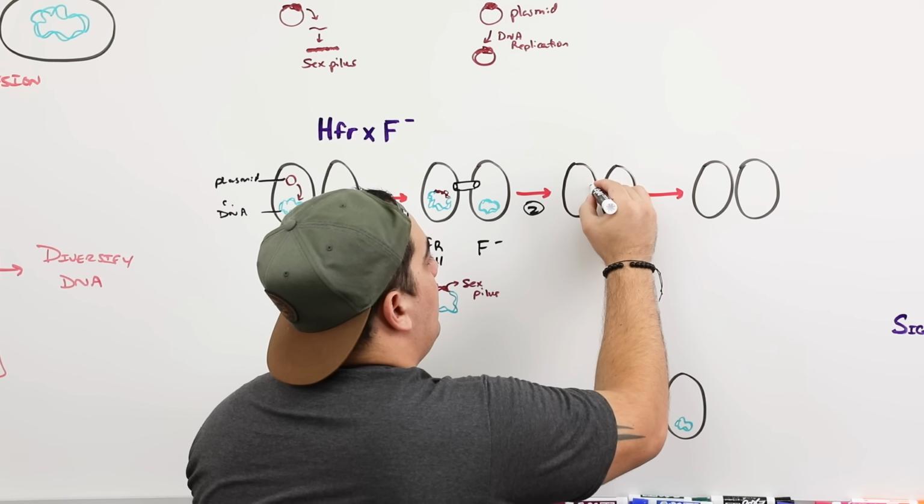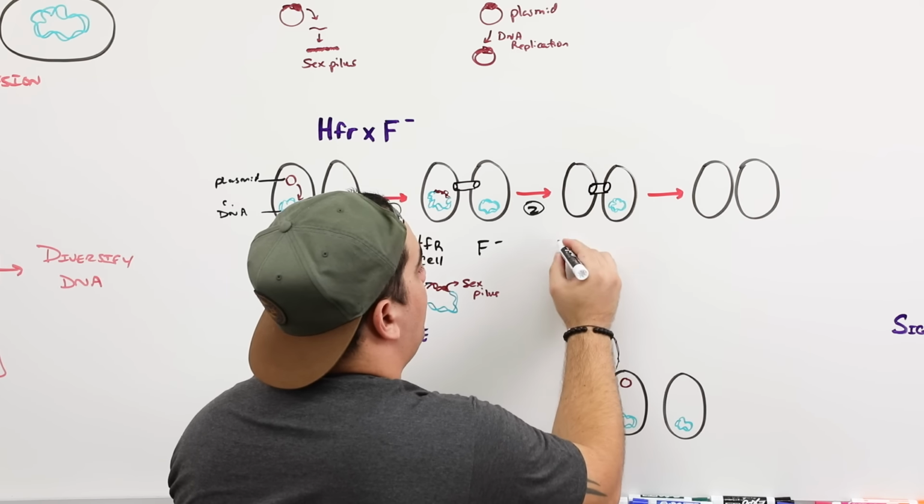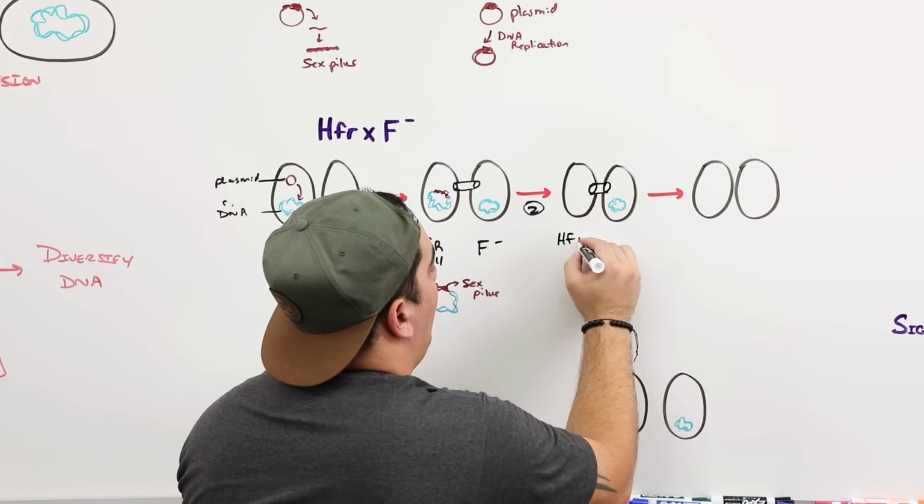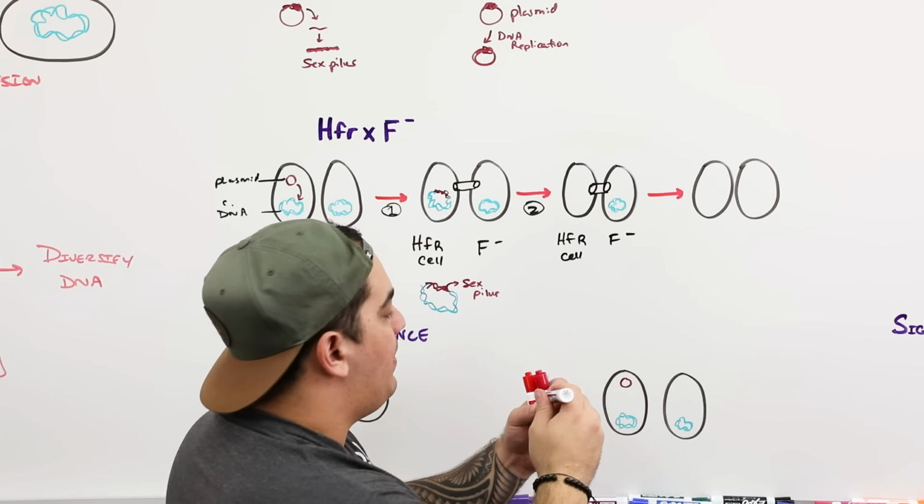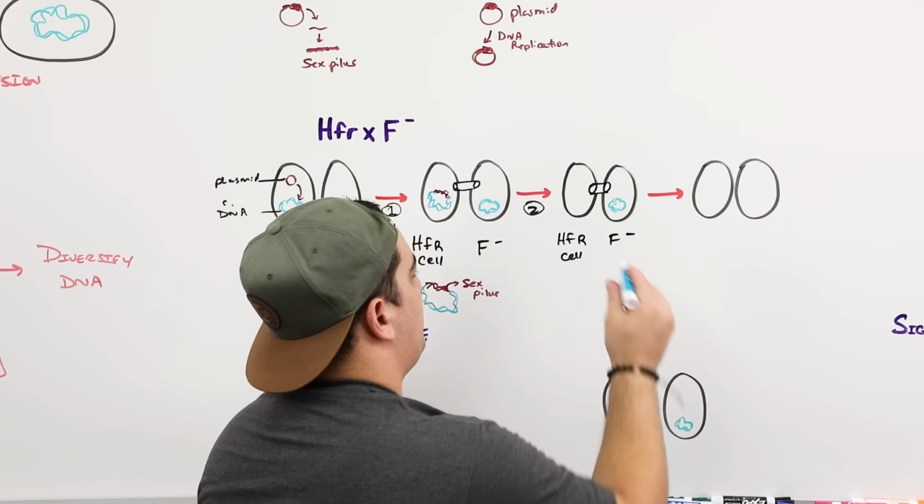Now we have this sex pilus connecting between the high frequency recombination cell and the F- cell. Then what happens is, here's where it gets really interesting.